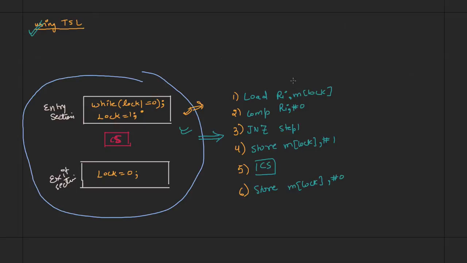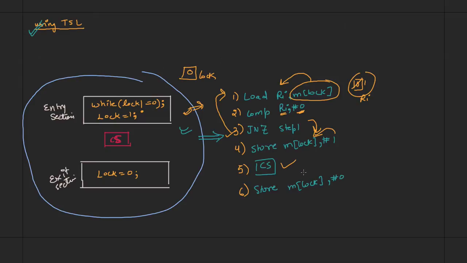Now this assembly language code is saying: take the value of lock and load it into the register R0. So R0 will be storing the value of lock, whatever the value is. If the lock variable is storing zero, then the register R0 or R1 will be storing zero. Now it is going to compare the value of R1 with zero. If the comparison results in a non-zero value, then go again to step one. Otherwise this condition will be false and we come to this statement and store one into the lock. Here it is saying store one inside the lock and then execute the critical section, right?